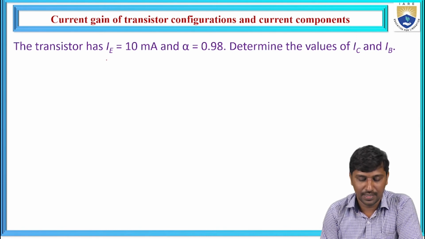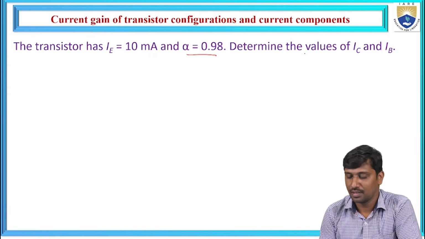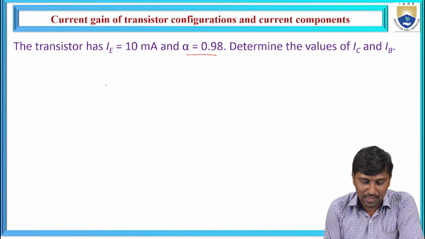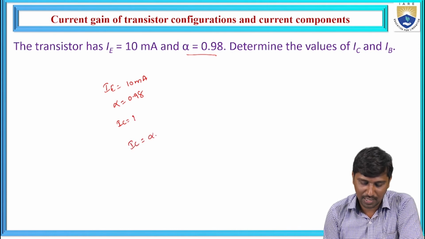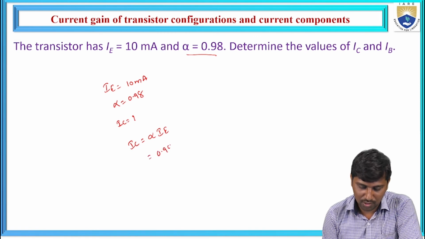The next question. The transistor has emitter current of 10 milliamperes and alpha is 0.98. Now determine the values of IC and IB. Based on the given specifications, IE is 10 milliamperes and alpha is 0.98. Hence, first we need to calculate this IC. We know that IC is equal to alpha times IE. Hence, 0.98 into 10 milliamperes, that is 9.8 milliamperes. That is IC.